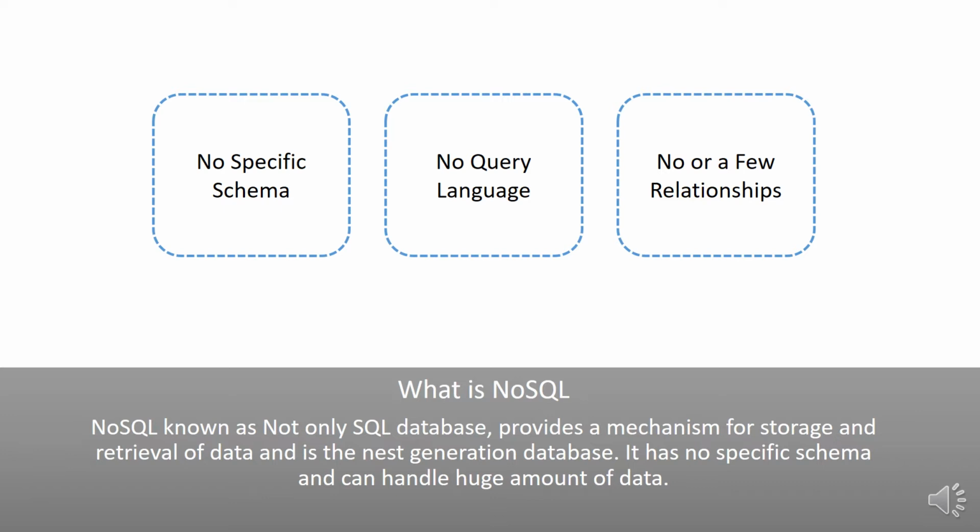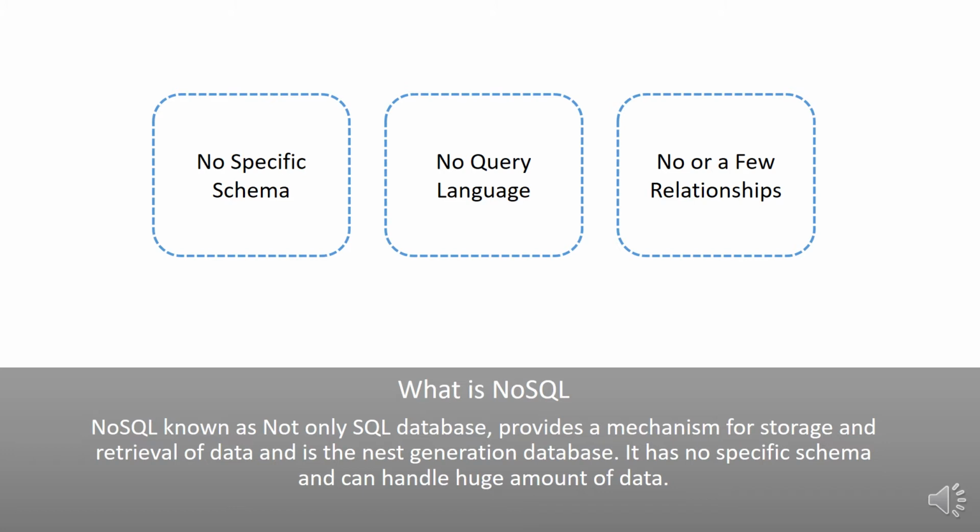When you have a dynamic schema and you have the option of putting all the required information in a single collection, and the collection can differ in the same schema itself, you actually do not need any relationship to be present. So that's how NoSQL does not have or has very few relationships.